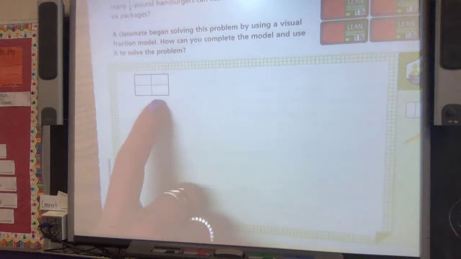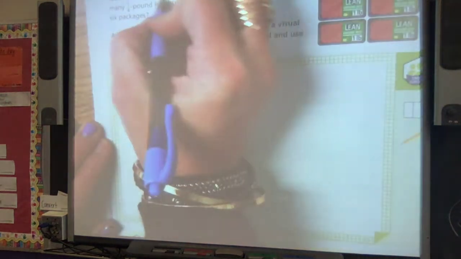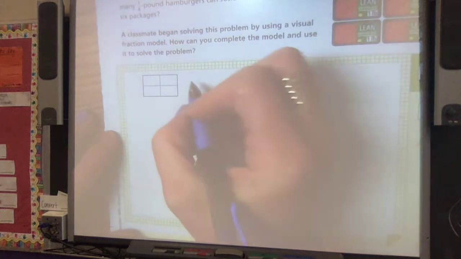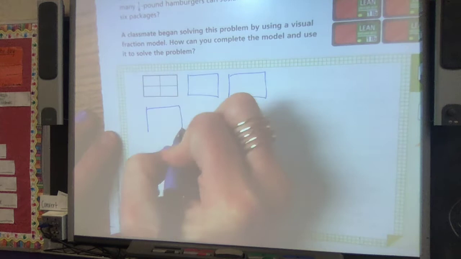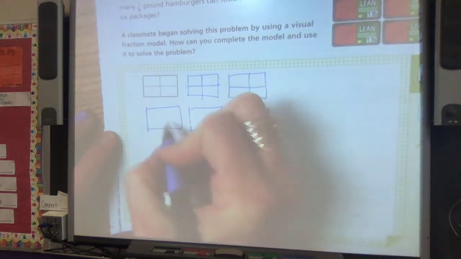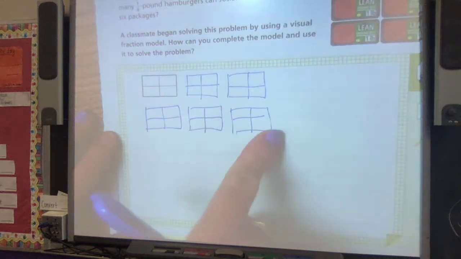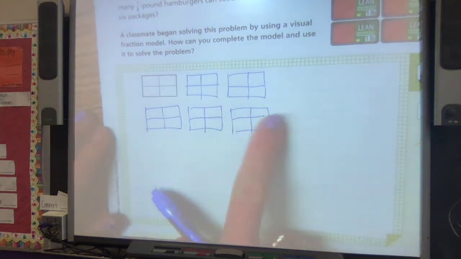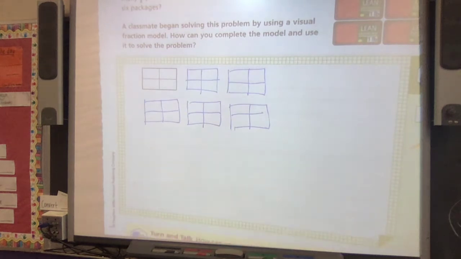So this shows one thing split into 4 parts. We need to think, how many things do we have? Our problem says we have 6 packages. So to continue this, we need 2, 3, 4, 5, 6, and we're putting them all in fourths. That's what our problem was saying. We had 6 packs. We put them in 1/4 pound packages, so we're putting it into fourths. This is something I do all the time at home. How can we use this to help us solve the problem?